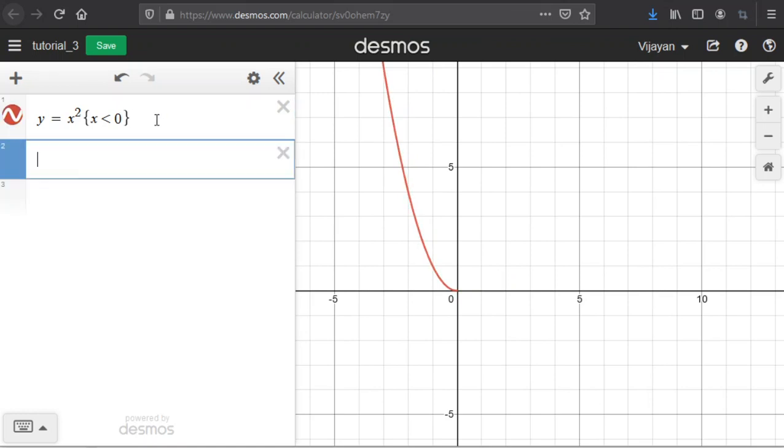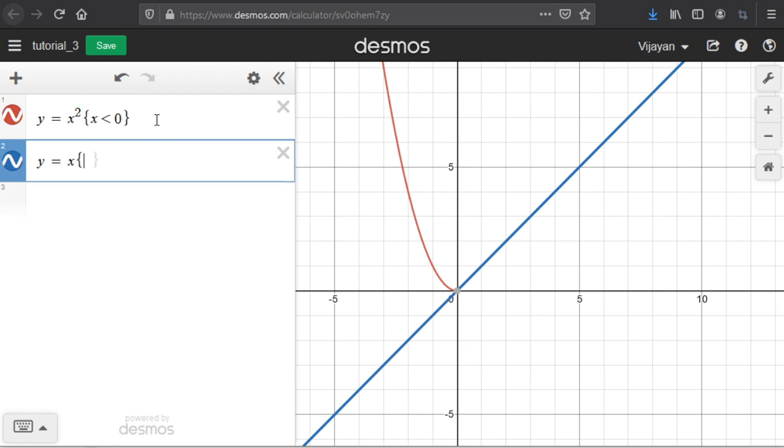In the next step, I will write y is equal to x for only those x values that are between 0 and 2. So I will write 0 is less than x is less than 2. So the plot for this y equal to x is for only that part for which the value of x is starting from 0 and ending at 2. So it is between 0 and 2.